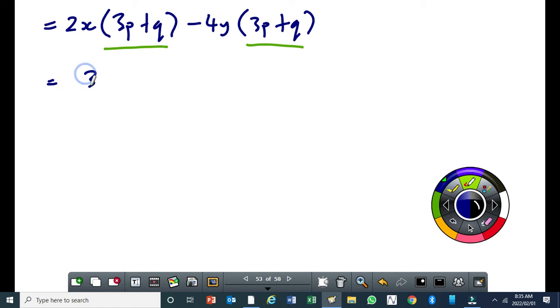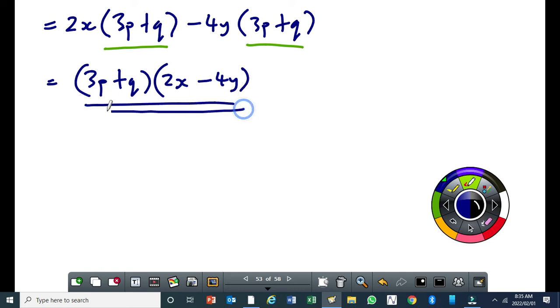So our common factor is 3p plus q. Then you open your bracket, you divide the first term by the common factor. By now you know that you'll be left with 2x minus 4y. Then that's your final answer.